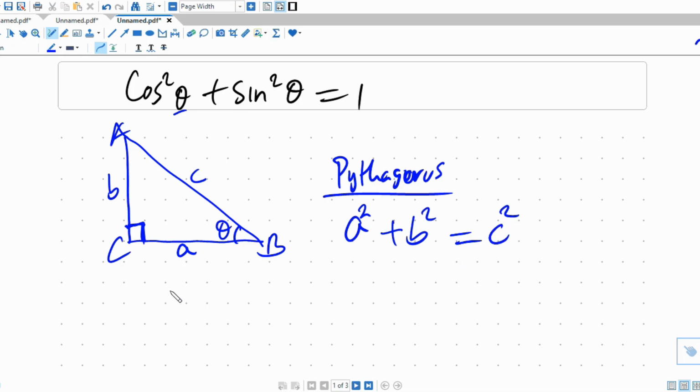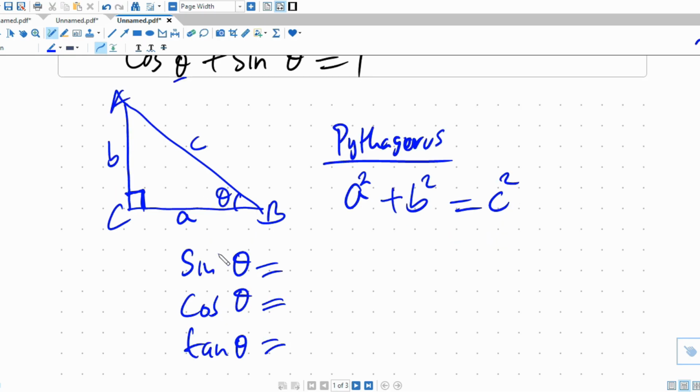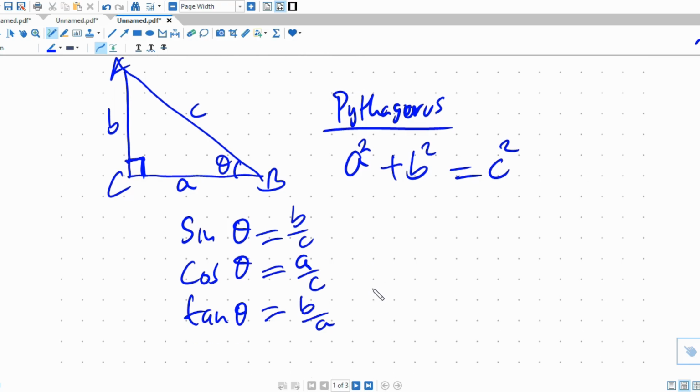The first three trigonometric ratios: sine theta will be the opposite side over the hypotenuse, that is B over C. The cosine will be adjacent over hypotenuse, and the tangent is the opposite over adjacent, right?